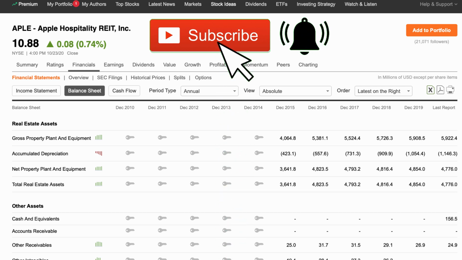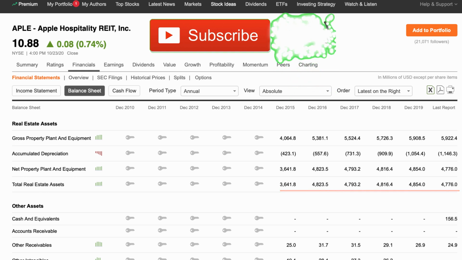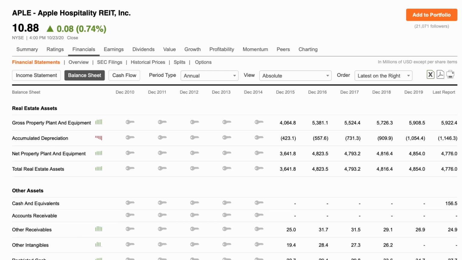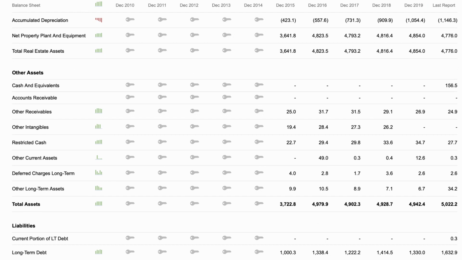As you can see, in 2015, the total real estate assets were basically 3.6 billion, and they've grown to 4.7 billion in the latest report. However, if we look at that, you can see it was growing right up until 2019, and the value has actually dropped in the latest report in 2020. So the value has gone down there. The cash and cash equivalents, as you can see there, they've now acquired some cash, whereas apparently they had none prior, which is very odd.